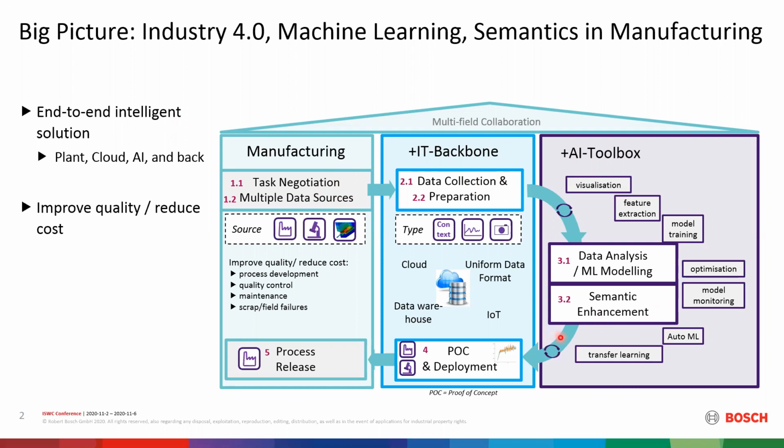Then we go back to the IT backbone and do the proof of concept and deploy the software system, and then reach the process and release the solution in the manufacturing plants. The goal of the solution is to improve quality and reduce cost.